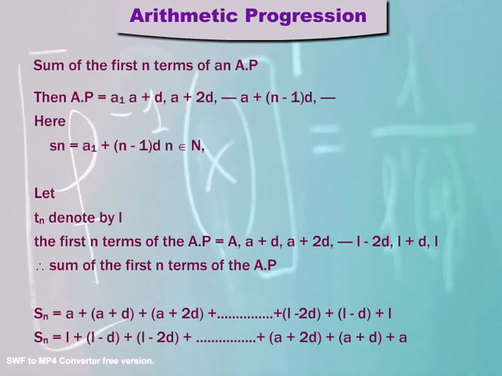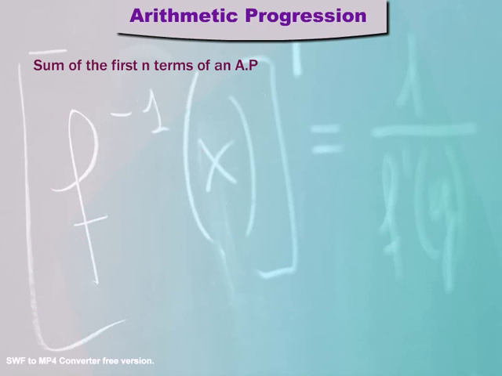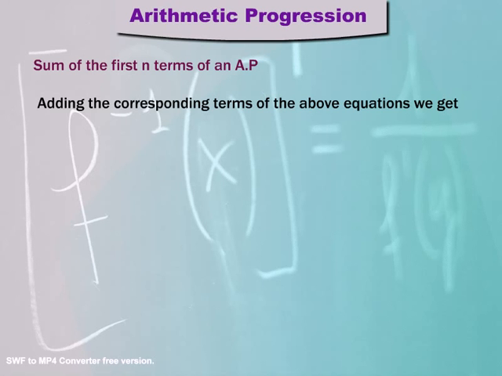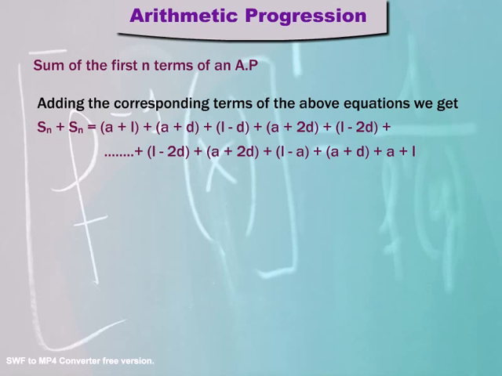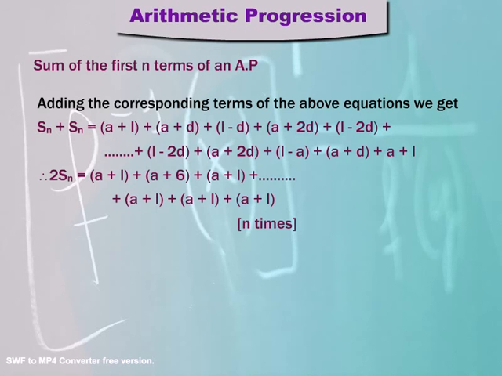Also, Sn equals L plus L minus D plus L minus 2D and so on plus A plus 2D plus A plus D plus A. Adding the corresponding terms of the equations, we get Sn plus Sn equals A plus L plus A plus D plus L minus D plus A plus 2D plus L minus 2D and so on plus L minus 2D plus A plus 2D plus L minus D plus A plus D plus L plus A. So 2Sn equals A plus L plus A plus L and so on, A plus L, n times.